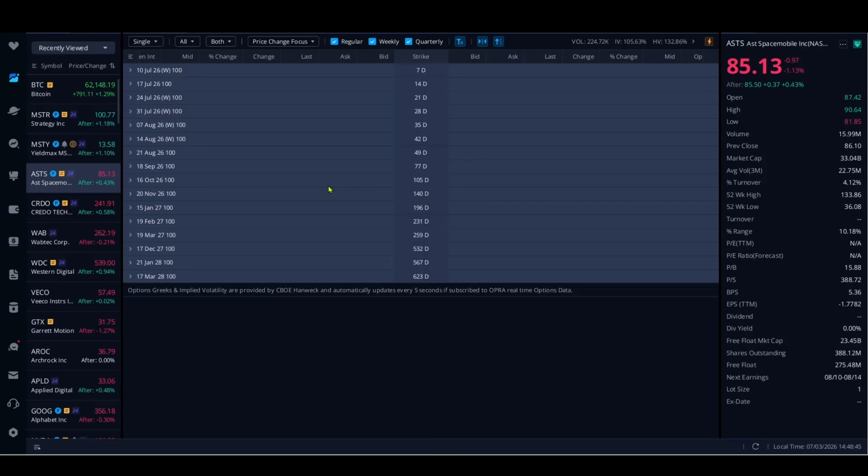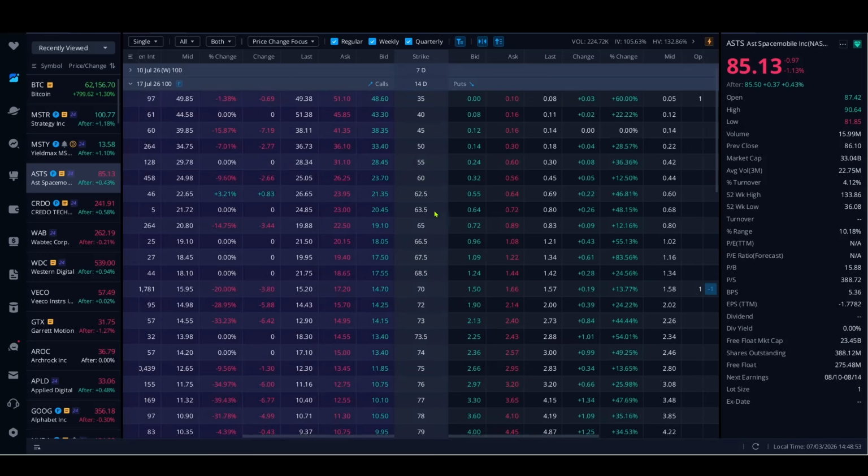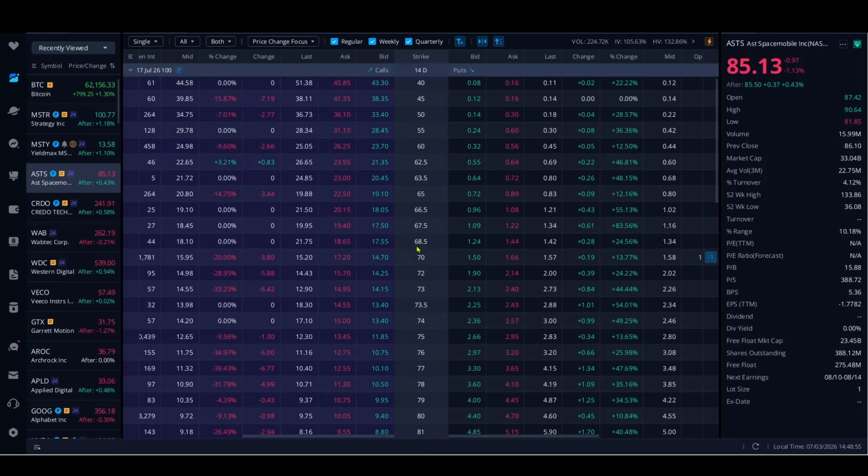So here we are on the options chain for ASTS, and the expiration that I had selected was July 17th. So if I open this one up, I had a $70 strike. Now this is a put, so I want to look on this side of the chart, because this is the put side. Now that $70 strike is at roughly $1.58.